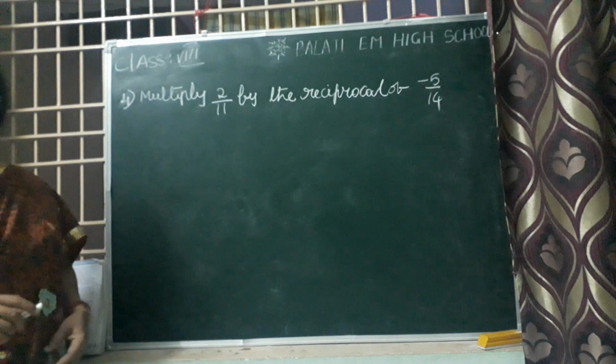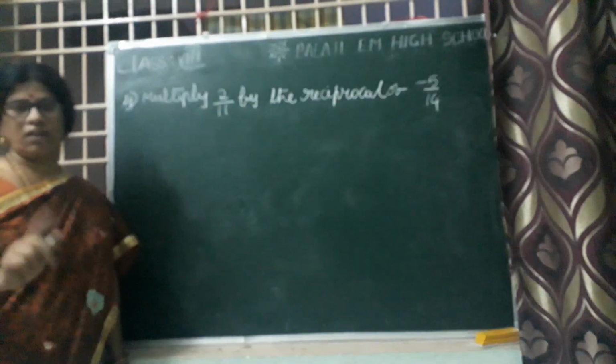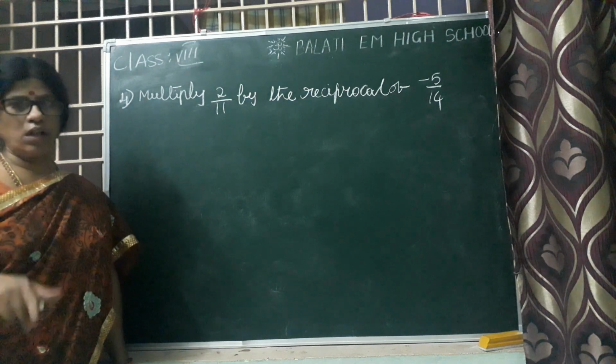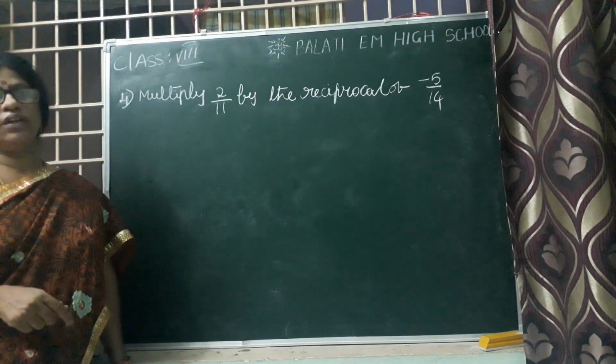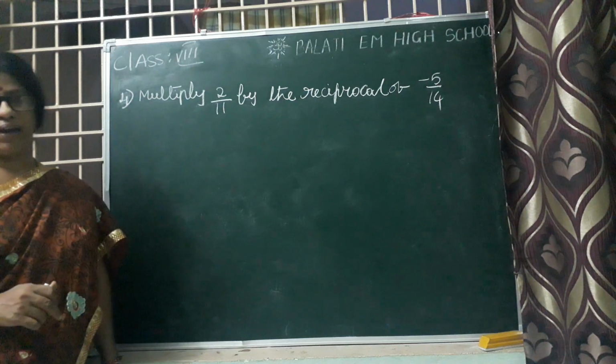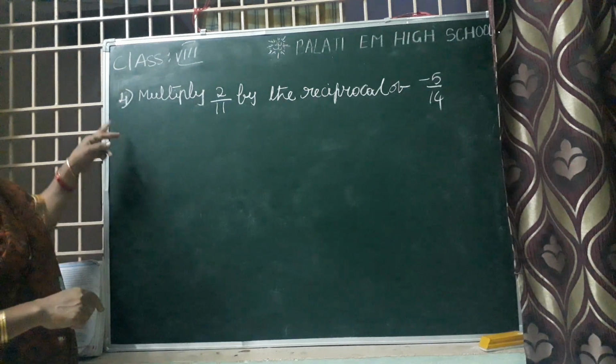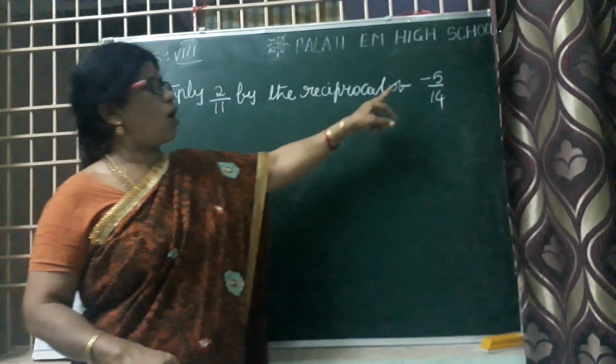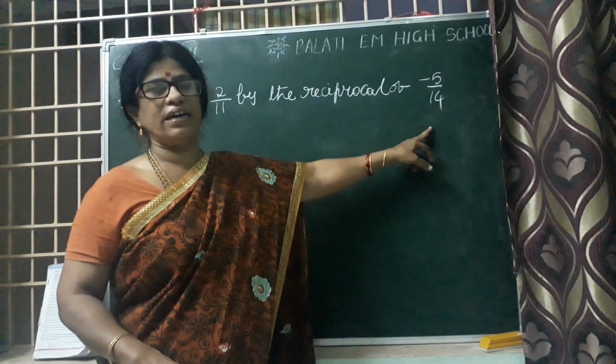Good morning, children. Today we will continue with the rational numbers. The previous day we learned all the properties and their application in using them to fill the blanks. Now coming to our next question: multiply 2 by 11 by the reciprocal of minus 5 by 14.